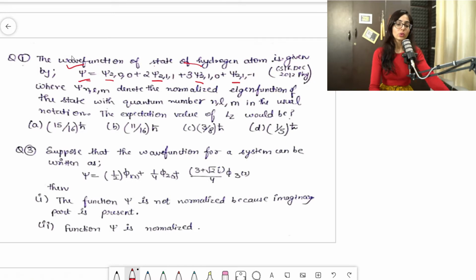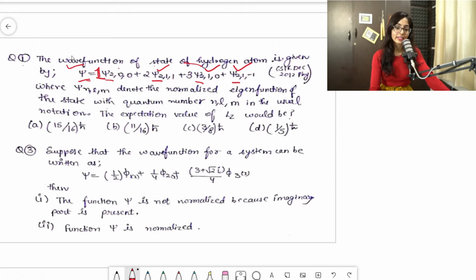Clear? So this psi is given, which is a linear combination of this, so I can assume it is 1 before that. So it is psi 200 and psi 211, psi 210 plus psi 21 minus 1. Clear guys? So you can see this question is very much similar to the last one which I talked about in the last video. Clear? But still I'll discuss it for people who are new. Clear? So let's discuss it.